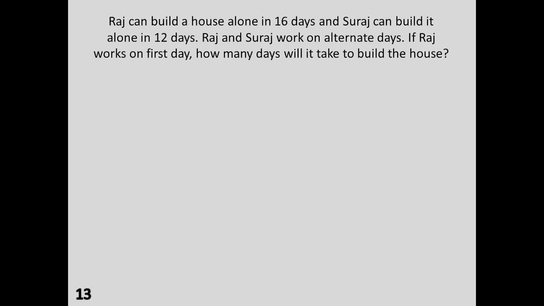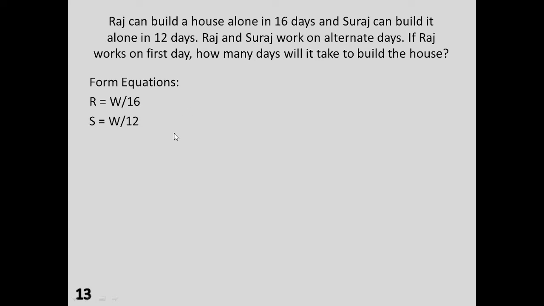Question 13. Raj can build a house alone in 16 days and Suraj can build it alone in 12 days. Raj and Suraj work on alternate days. If Raj works on the first day, how many days will it take to build the house? Equations are like this. R is equal to W by 16. S is equal to W by 12. Now, since Raj and Suraj work on alternate days and Raj works on the first day, that means Raj works on the first day, on the second day Suraj works, on the third day Raj works. So it goes on like that.